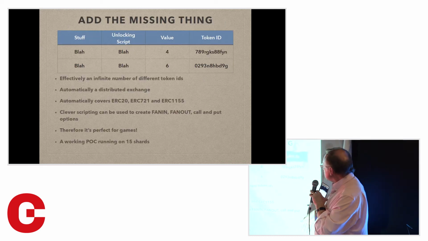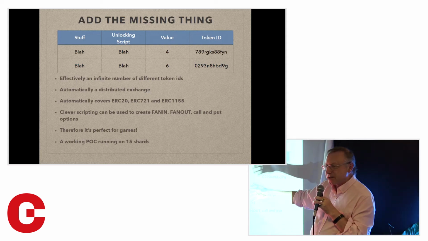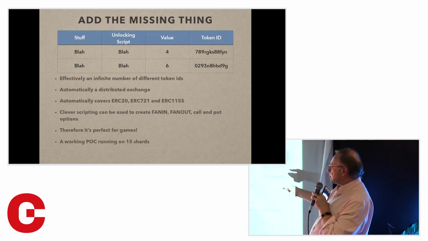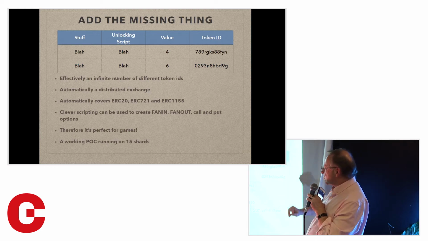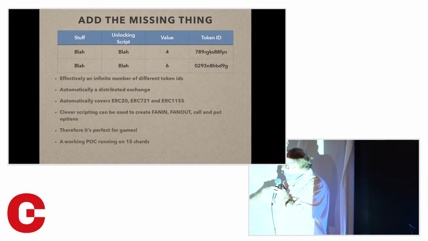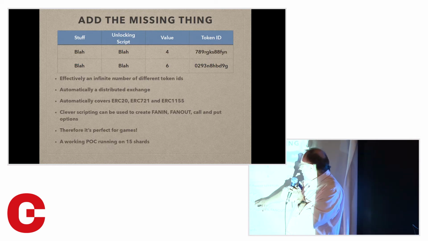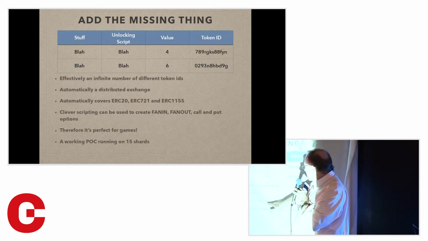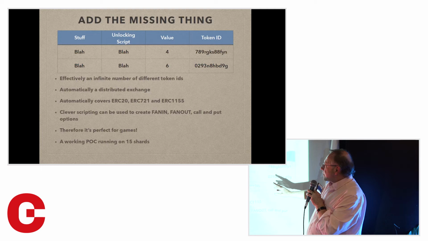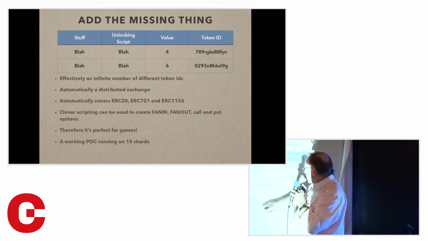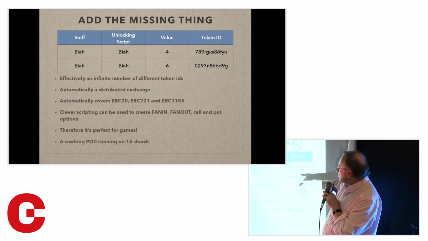So I thought, okay, well, we'll add a token ID, and that means effectively we've got an infinite number of different token IDs, all within the same UTXO system. And because of the way UTXO works, you automatically get a distributed exchange, and that automatically covers most of the utility of fungible tokens, ERC20, non-fungible tokens, ERC721, and the new standard which someone has developed because of issues to deal with thousands of tokens in games, the ERC1155 system.